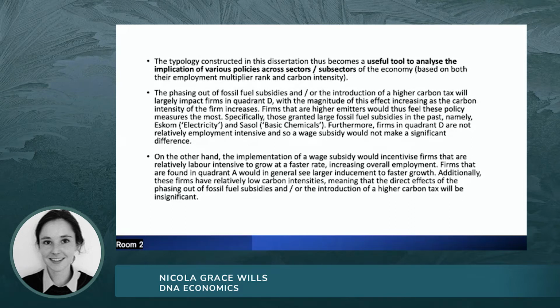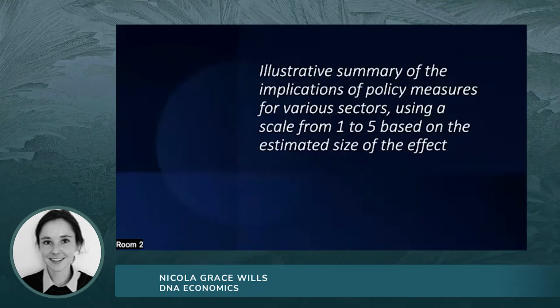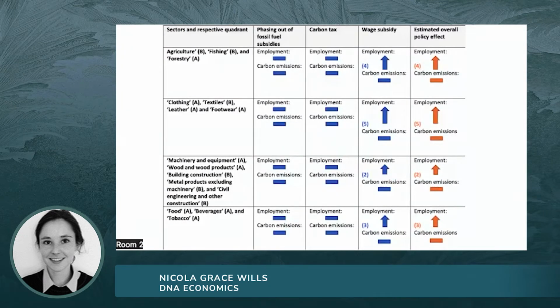Next slide. So then I was able to create an illustrative summary to see the cumulative effects, and I ranked the size of the effect from 1 to 5. Next slide, please. This is just an example of what it looked like. For example, I grouped agriculture, fishery, and forestry, similar sectors with similar profiles, together. And you could see that the phasing out of fossil fuels didn't really make a difference. Carbon tax didn't. Wage subsidy would incentivize employment there, so you can see your overall effect. Same as clothing, textiles, leather, and footwear, but a bigger employment effect. Same as the next two.